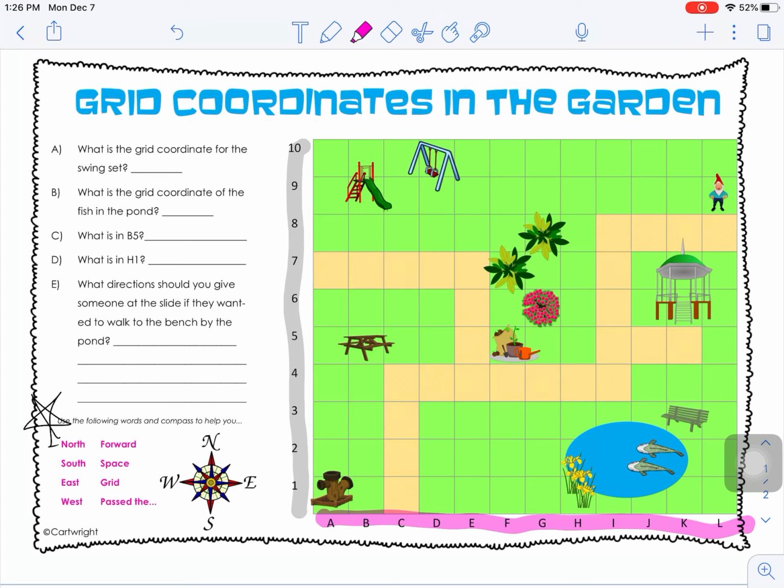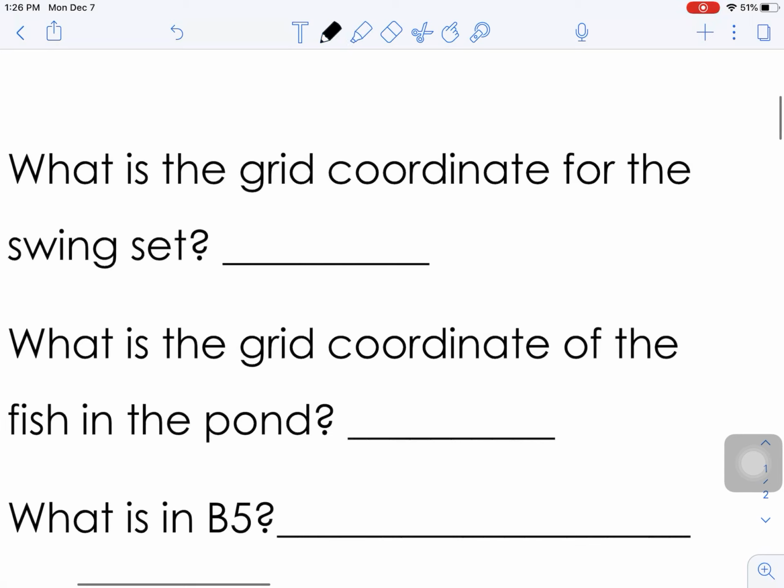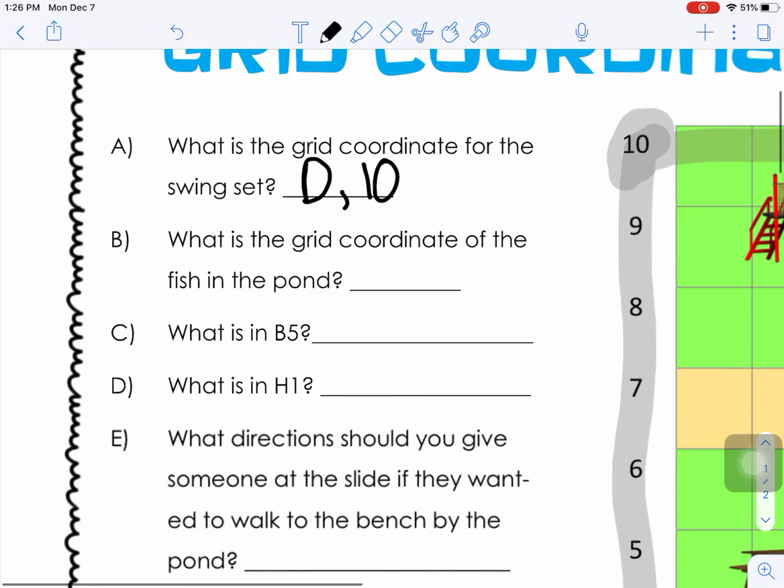So let's look at A again. What is the grid coordinate of the swing set? Well, I'm going to come to my letters first. I always start with my letters. I'm going to come to my swing set and draw a line down. And that is telling me it's D. And then I'm going to come to my numbers and go this way. And that is telling me 10. So my answer here would be, I start with my letter D, comma, 10.